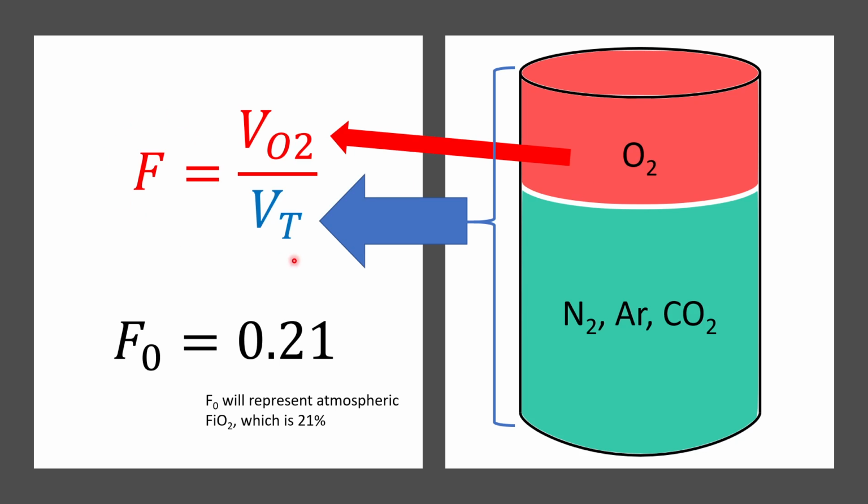then we can calculate something called the fraction of oxygen amongst this entire volume. This would simply be the volume that the O2 is taking up over the volume of the total container, not the volume of the remainder of air, but of the O2 plus the air. In atmospheric conditions, I'm going to call this F0, which is just the FiO2 in atmospheric air, roughly 21%, or 0.21.